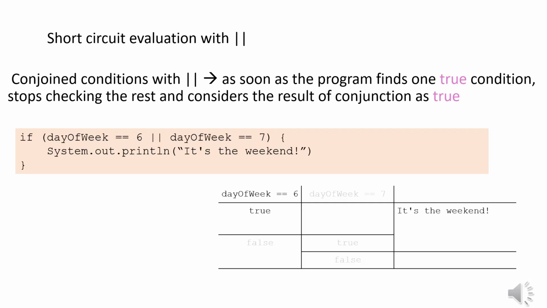Similar to the concept of short-circuit evaluation with AND, we have short-circuit evaluation with OR. However, there's a big difference. And the difference is that when conditions are conjoined using the OR operator, as soon as the program figures out that one condition is true, it stops checking the rest of the conditions and considers the result of the conjunction as true. So for example, here in this example, when day of week is equal to 6, so when this condition evaluates to true, the program does not even bother checking the second condition and it prints it's the weekend.